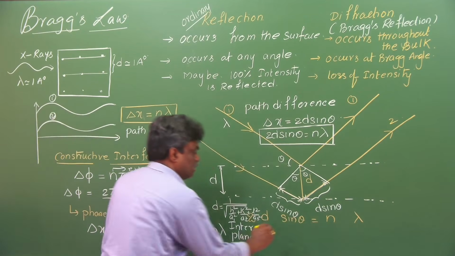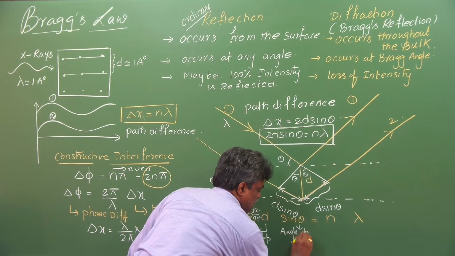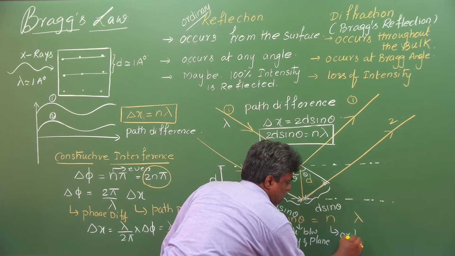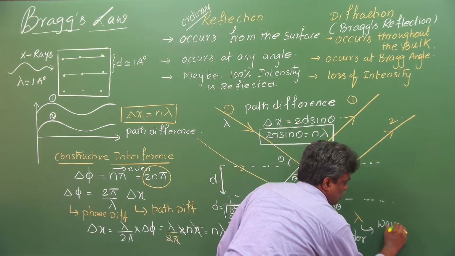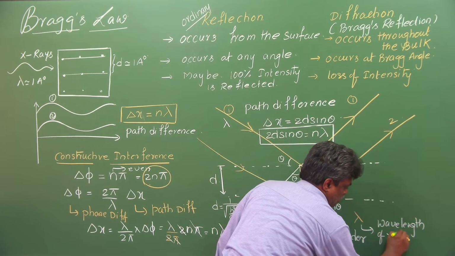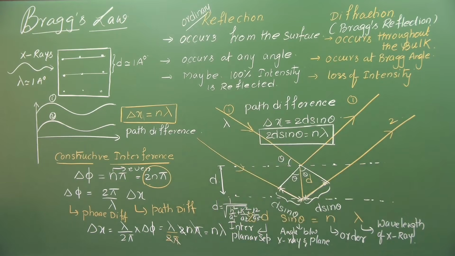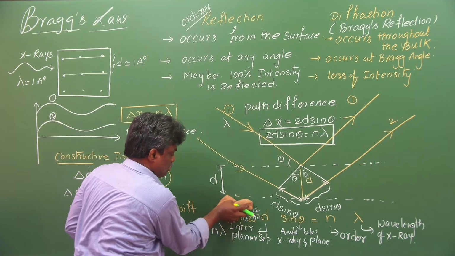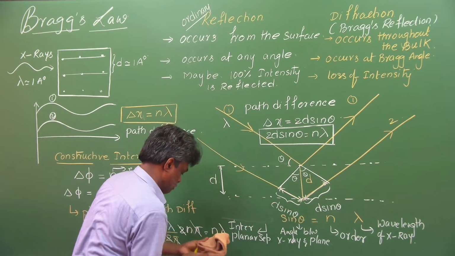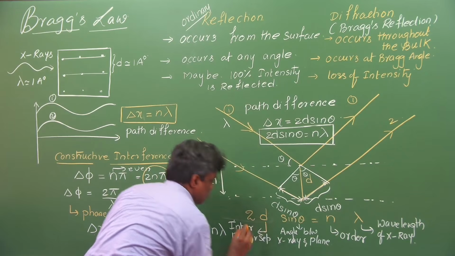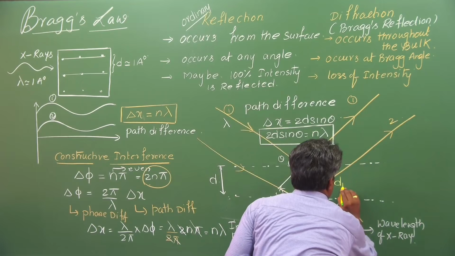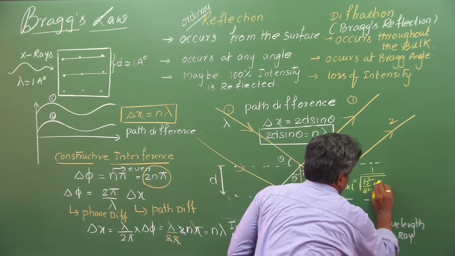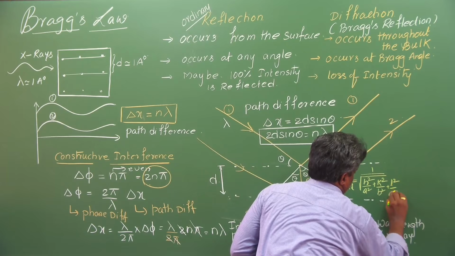Interplanar separation, you know that, and theta is the angle between, please write, angle between X-ray beam and plane, and n is the order of diffraction, and lambda is the wavelength of X-ray beam. The interplanar separation d_hkl, you know that, is 1 over under root h square by a square plus k square by b square plus l square by c square, something like this.